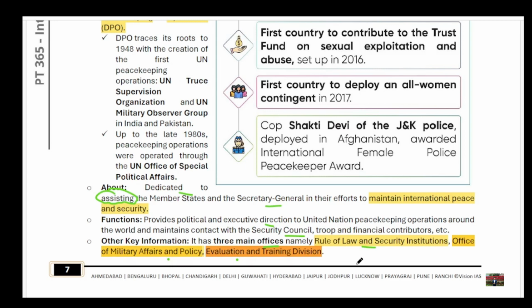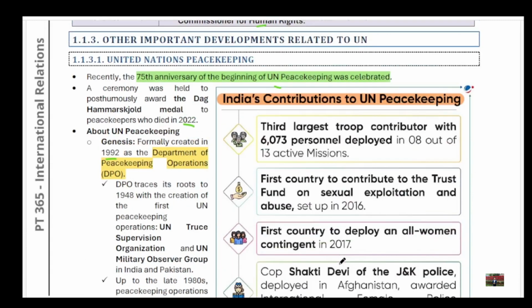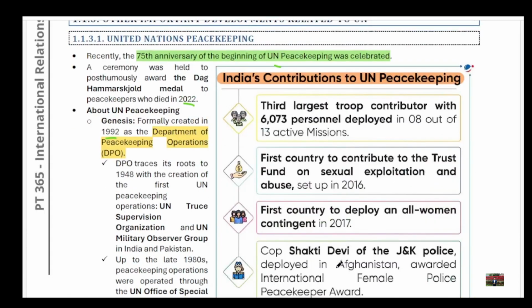A question can be asked: the Rule of Law and Security Institutions, Office of Military Affairs and Policy, and Evaluation and Training Division belong to which organization? Basically, the United Nations peacekeeping force. Now let's see some of the important contributions of India to United Nations peacekeeping. India is the third largest troop contributor.